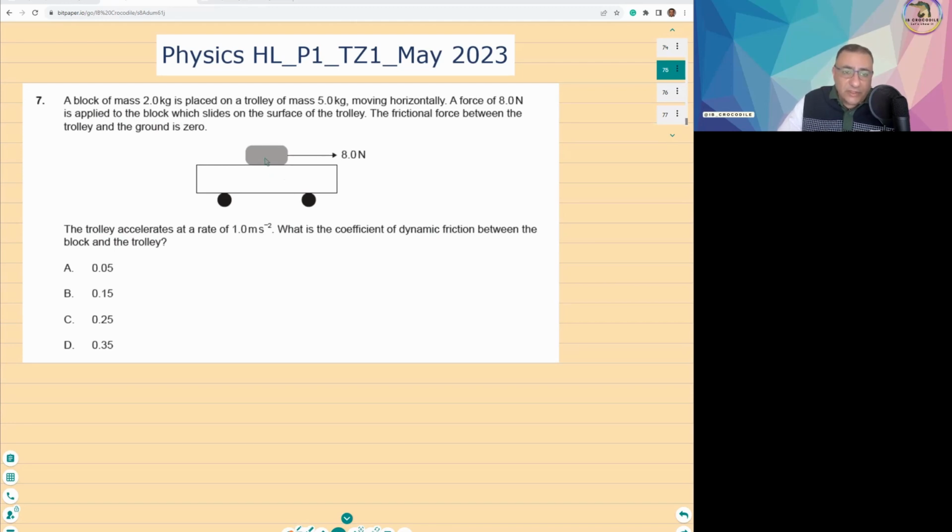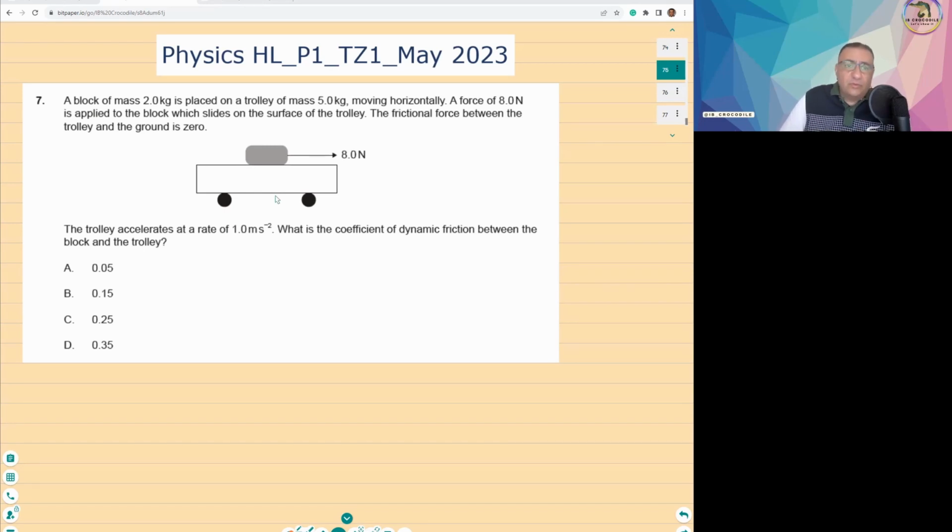Meaning there is friction between the block and the trolley, but there is no friction between the trolley itself and the ground. So obviously this is Newton's second law or first law: forces, I see forces, acceleration, keyword here, acceleration and forces. So that means this is Newton's second law.